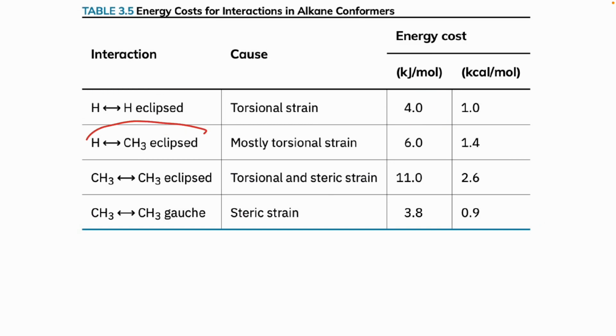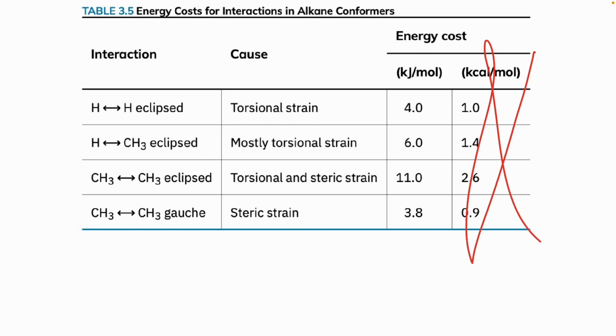If you have a hydrogen methyl group that's eclipsed, that's even worse. Now you've got a penalty of 6 kilojoules. So we're going to use this table here to calculate the energy of that structure. We're going to do so in kilojoules per mole. Who uses kcal? Biologists? We're not using that.